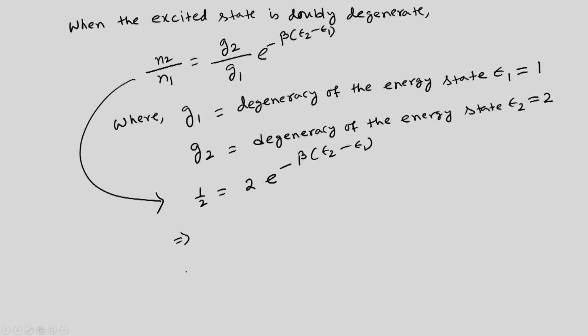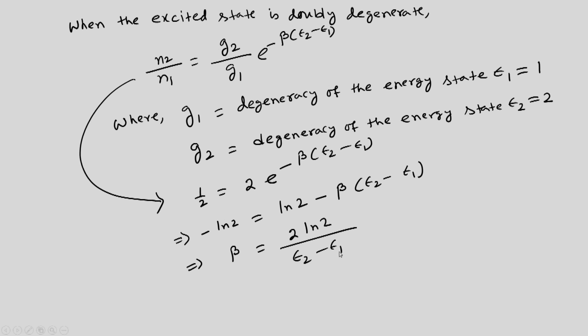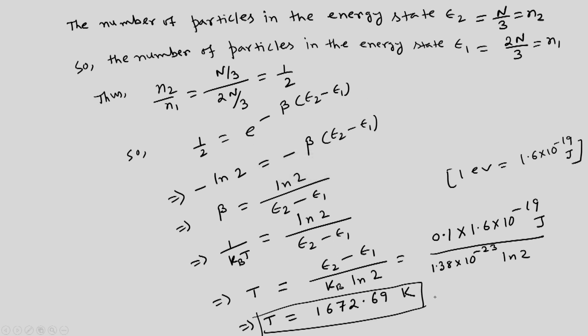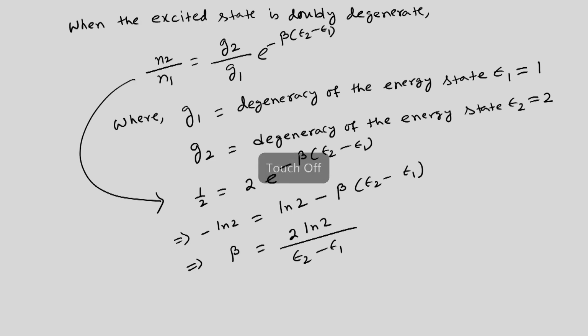And if we simplify this further, we get minus ln 2 equals ln 2 minus beta epsilon 2 minus epsilon 1, okay, and then we get beta is 2 ln 2 by epsilon 2 minus epsilon 1. Now, if we compare this expression with the one we derived before, we can see that there is one extra 2 in the numerator. Okay. So, we get the temperature, or rather 1 by kBT, beta is 1 by kBT.